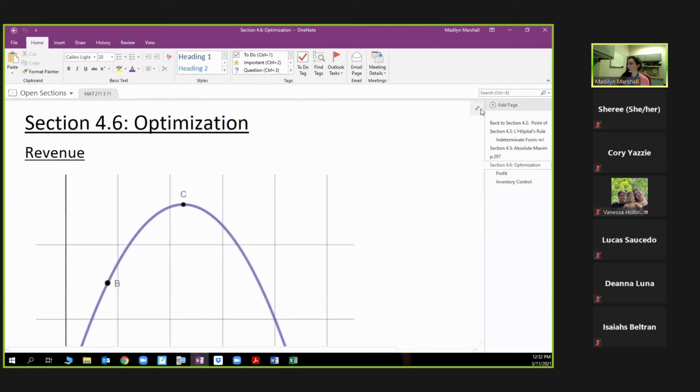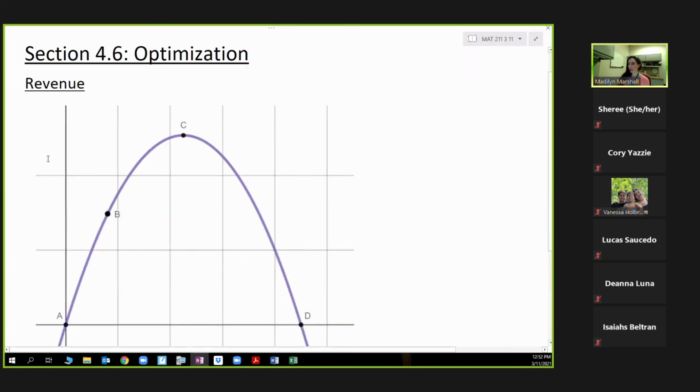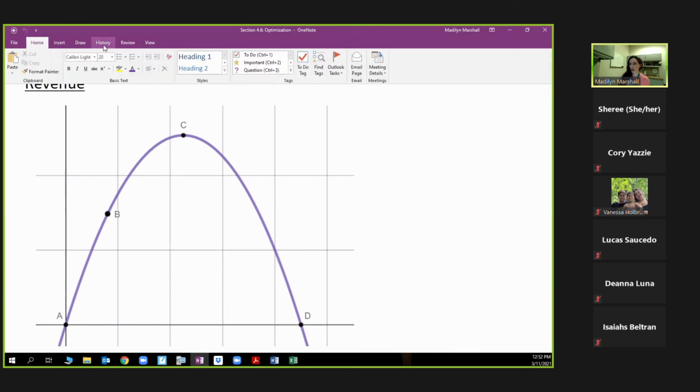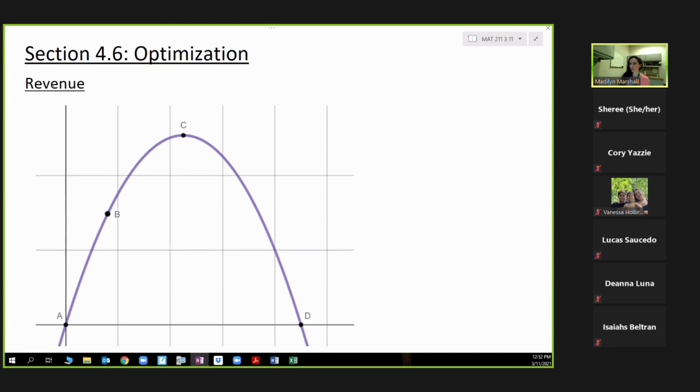So we have, I'm going to put up a poll in just a second. So this is just a general revenue graph. We don't have an equation or anything right now. And this is revenue per units that we are selling. So sort of our standard revenue function. We're selling x units and we make our revenue.